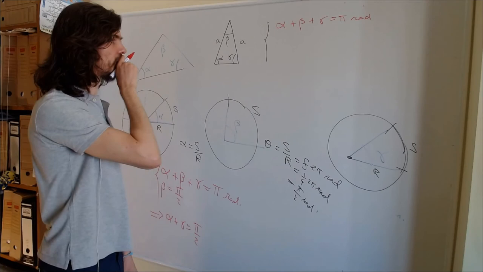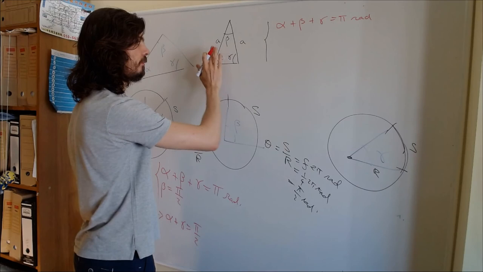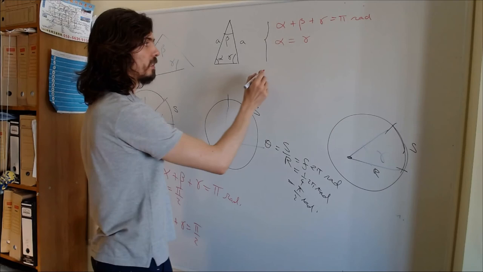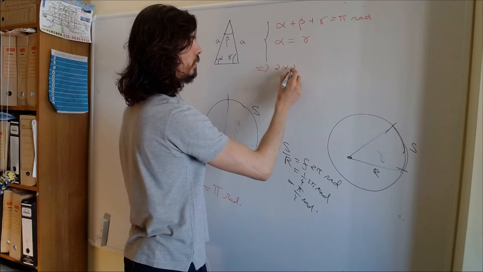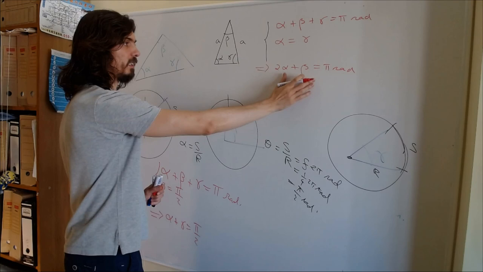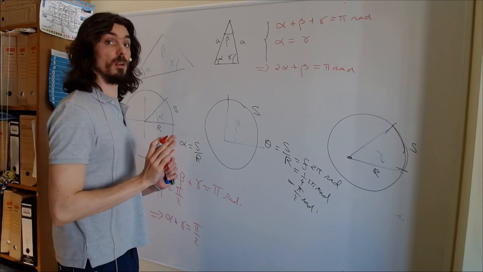But because these two sides are the same, it means that alpha and gamma must be the same. So we know more. Alpha equals gamma. What does this imply? You substitute here, so you have 2 alpha plus beta equals pi radians. And that's all you can say. With the information that was given, this is how far you can go. Whatever alpha and beta are, I don't know, but they must make this statement true.